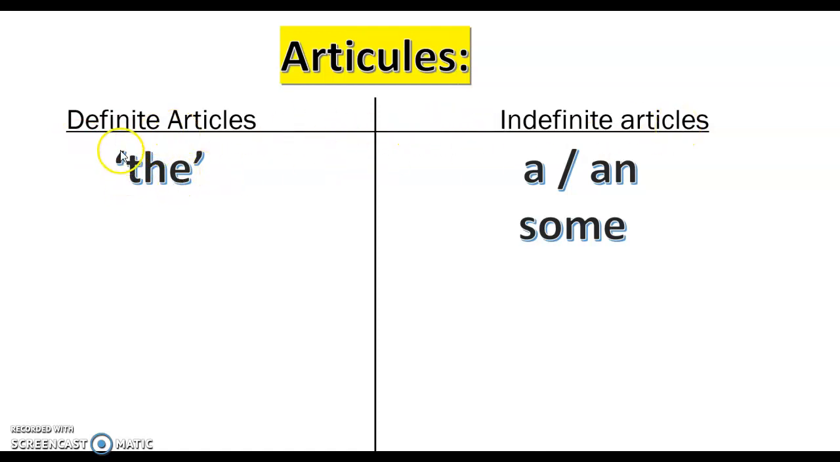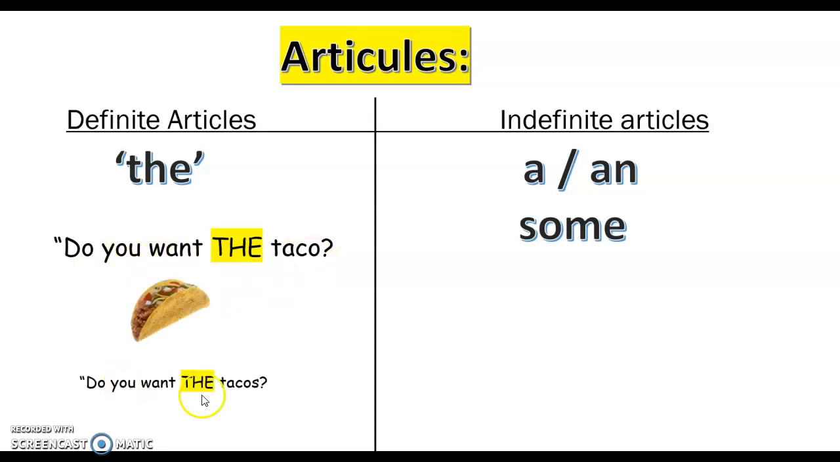Today we're going to learn about articles in Spanish, the definite articles and indefinite articles. So what are these? In English, we have the. We use the when we're referring to something we know specifically what it is. Do you want the taco? Or do you want the tacos? So we know what tacos we're referring to.